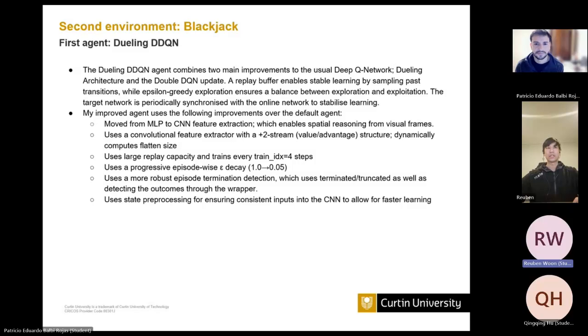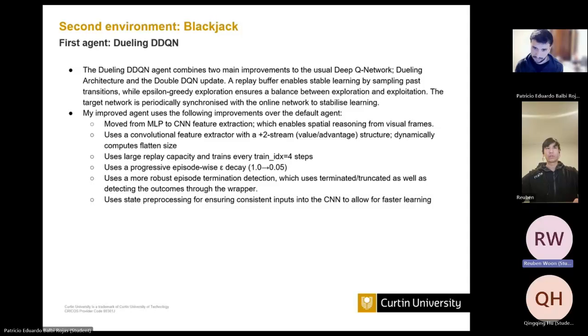The first agent is dueling DDQN, which combines two main improvements to the usual Deep Q network, a dueling architecture and a double DQN update. A replay buffer enables stable learning by sampling past transitions, whilst epsilon greedy exploration ensures a balance between exploration and exploitation. The target network is periodically synchronized with the online network to stabilize learning.